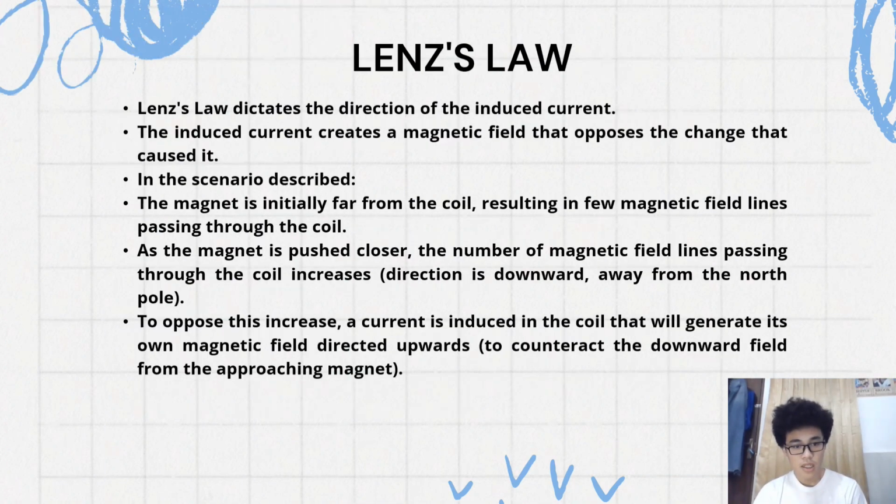Lenz's law. Lenz's law dictates the direction of the induced current. The induced current creates a magnetic field that opposes the change that caused it. In the scenario, the magnet is initially far from the coil, resulting in few magnetic field lines passing through the coil. As the magnet is pushed closer, the number of magnetic field lines passing through the coil increases. To oppose this increase, a current is induced in the coil that will generate its own magnetic field directed upwards.